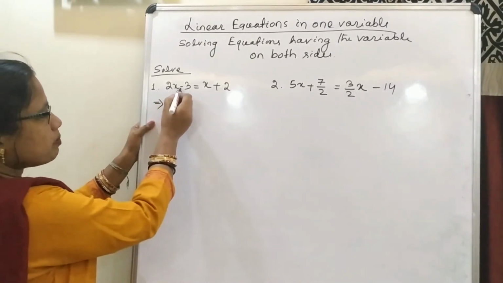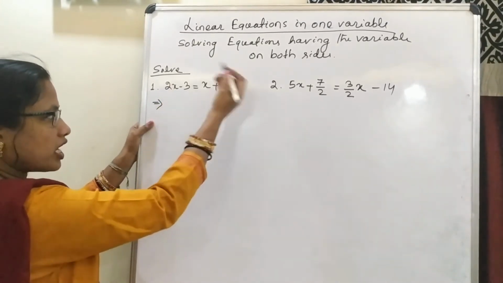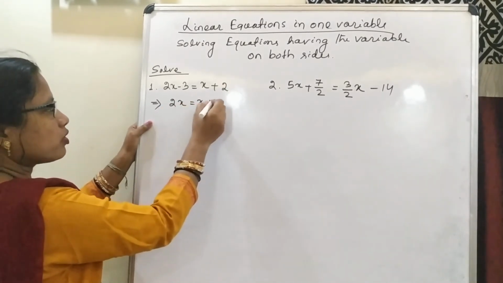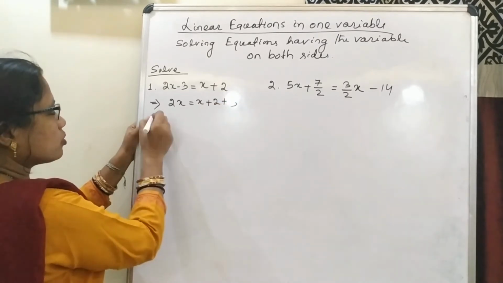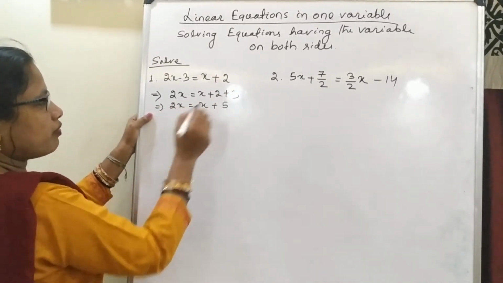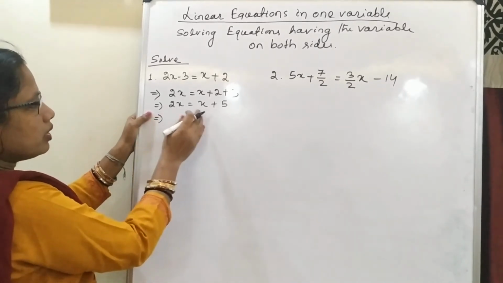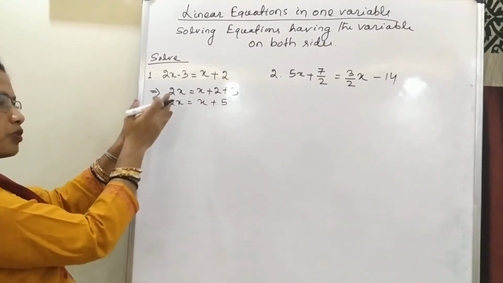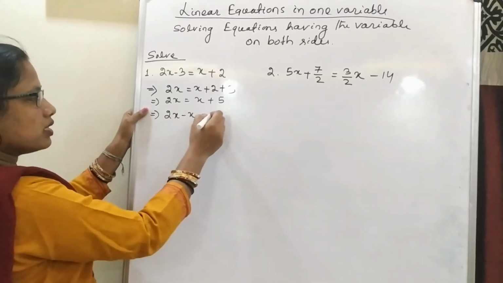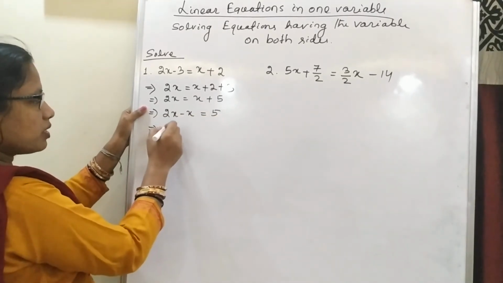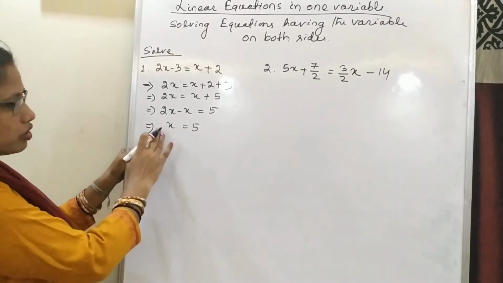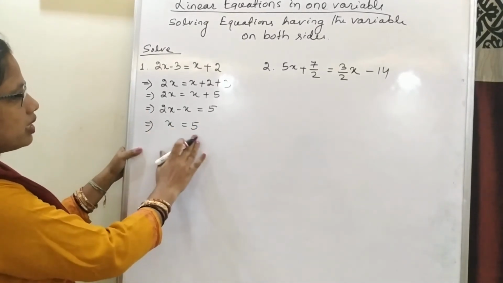First, this minus 3 will be transposed to RHS. So 2x is equal to x plus 2 plus 3. So this implies 2x is equal to x plus 5. Here this x will be transposed to the right hand side. That means 2x minus x is equal to 5. So this implies x is equal to 5. So the required solution is x is equal to 5.